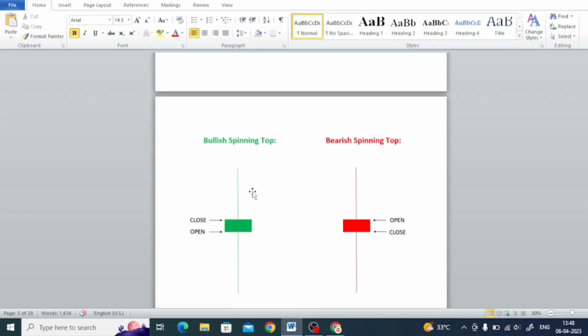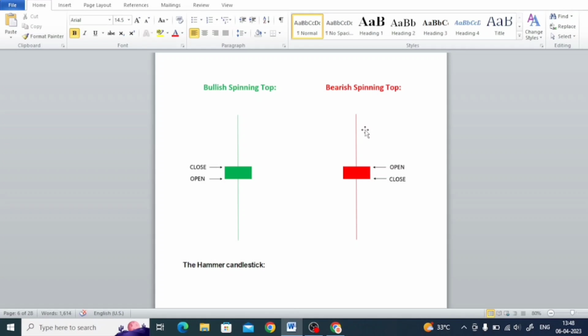This is the bullish spinning top. This is the bearish spinning top example.